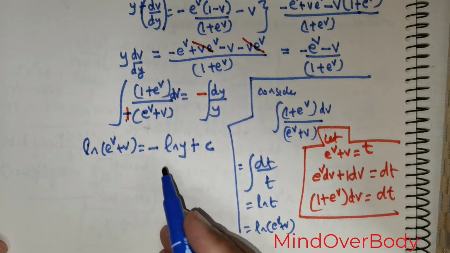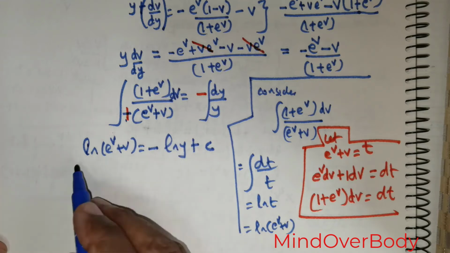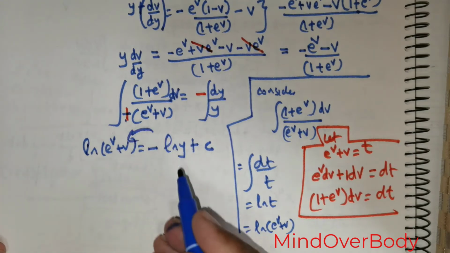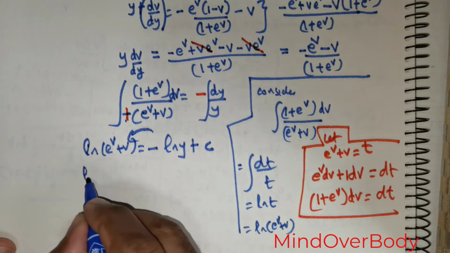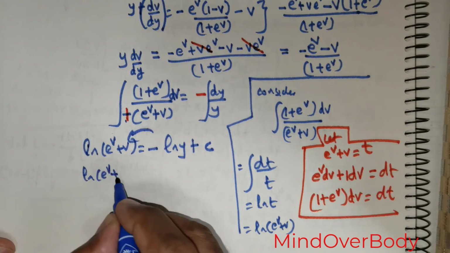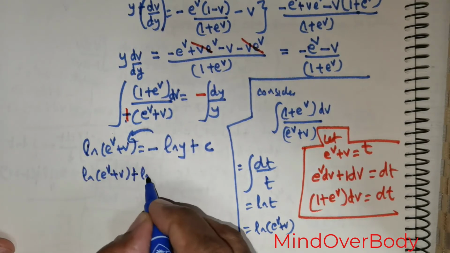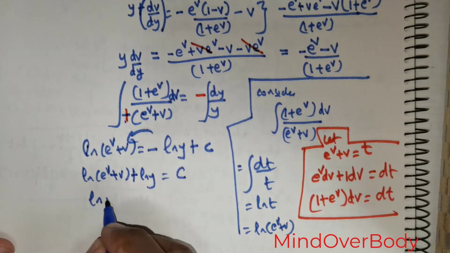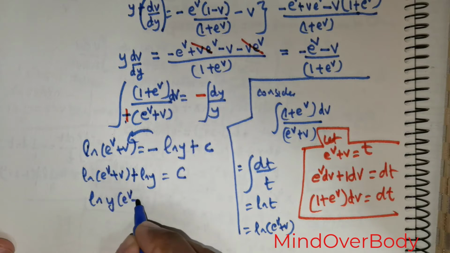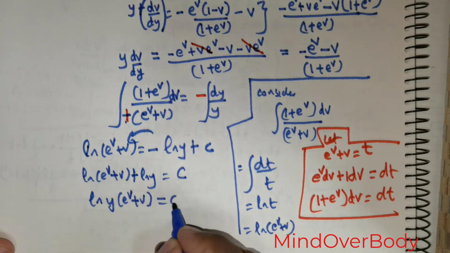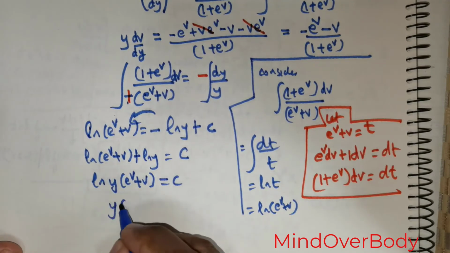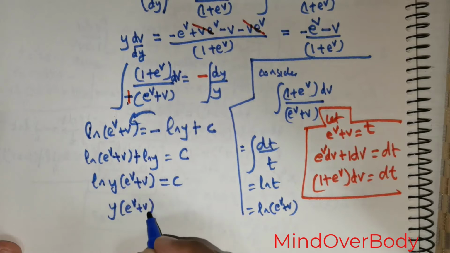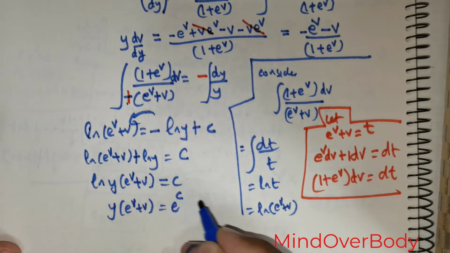Now what I can do is move this to the left hand side, so that would give me ln of (e raised to the power of v plus v) plus ln y is equal to c. This can be rewritten as ln of y times (e raised to the power of v plus v) is equal to c. I can rewrite this as y times (e raised to the power of v plus v) is equal to e raised to the power of c.